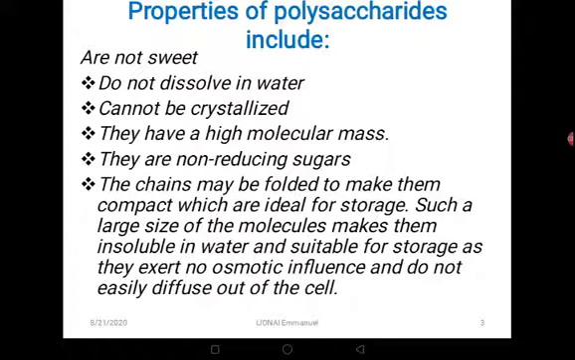And then the chains may be folded to make them compact, which is ideal for storage. Such a large size of molecules makes them insoluble in water and suitable for storage, as they exert no osmotic influence and do not easily diffuse out of the cell. So of course, being large molecules, they do not really have impact on osmotic movements of fluids in cells. So therefore, they are very good storage compounds, as we shall see later on. And an example of a good storage polysaccharide is starch, which is found in plants.